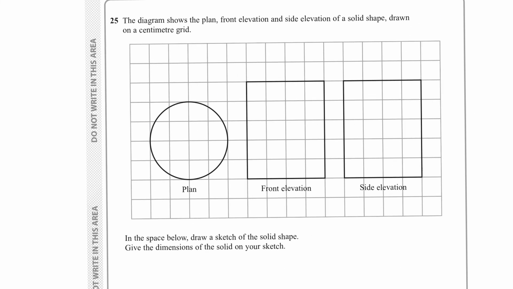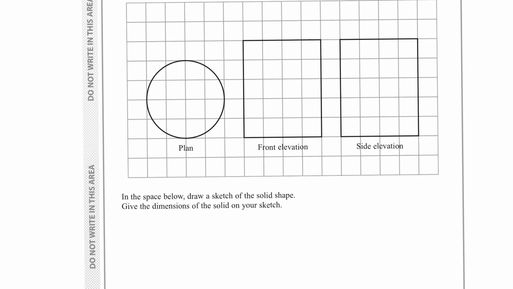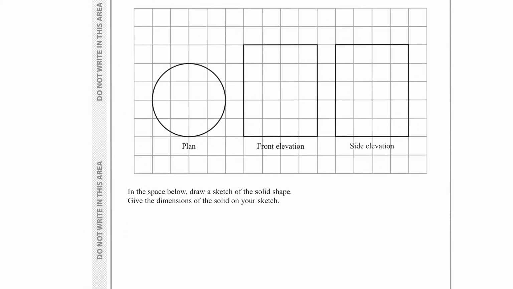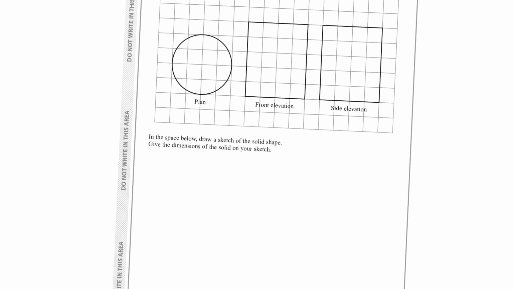Then the next one, it says the diagram shows the front elevation, side elevation of a solid shape. And it wants us to draw a sketch of this solid shape. So as we can see, this solid shape, if the plan is like a circle and the front and side elevation is a rectangle, we can think along the lines of this could be a cylinder, because your plan is more like the view from the top essentially. So not from the front. So we're gonna draw a cylinder, okay?